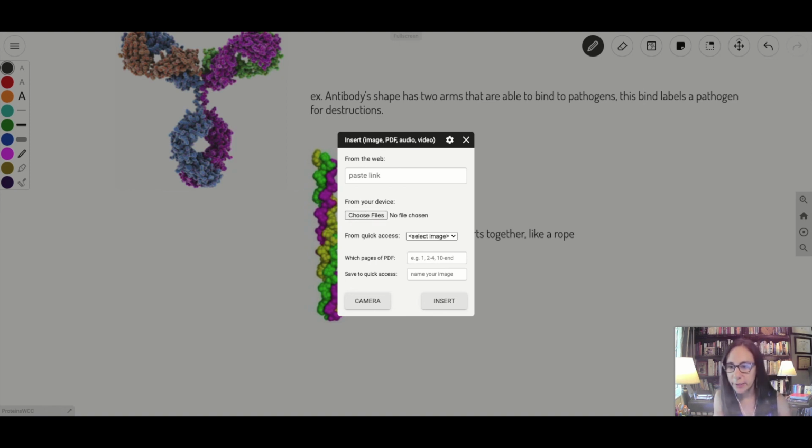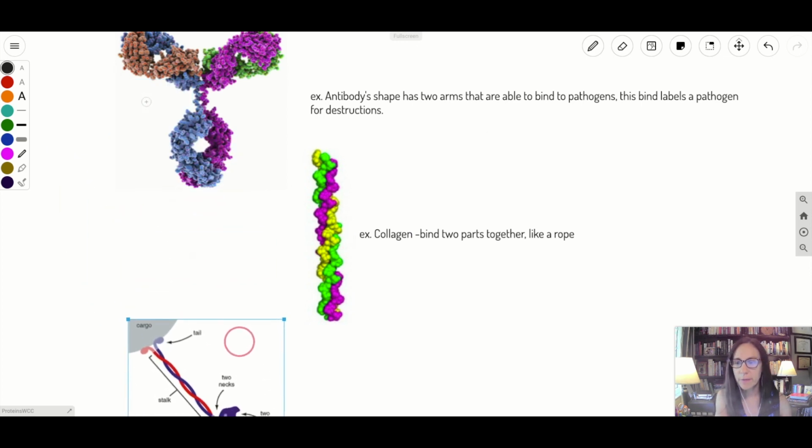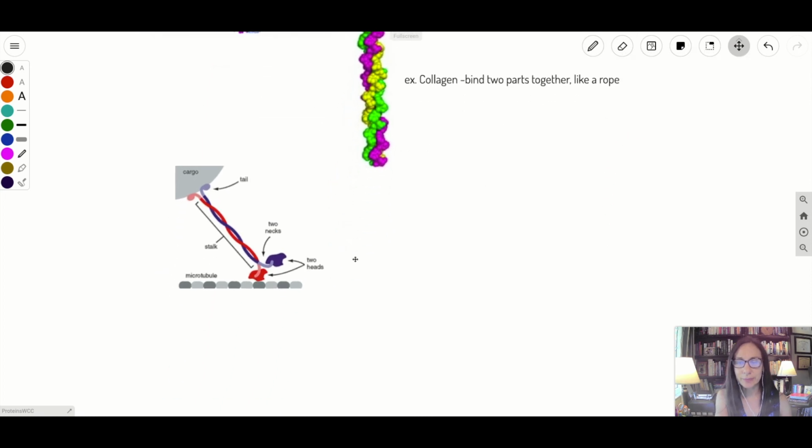Let's see here. I'm going to show you my favorite protein. Okay, so this is my favorite protein of all time. It is called a kinesin.